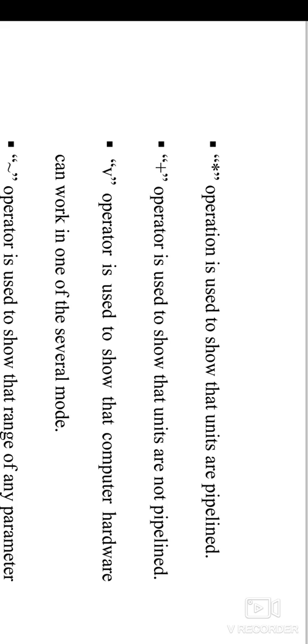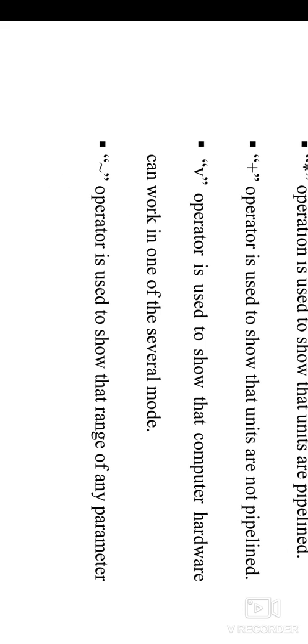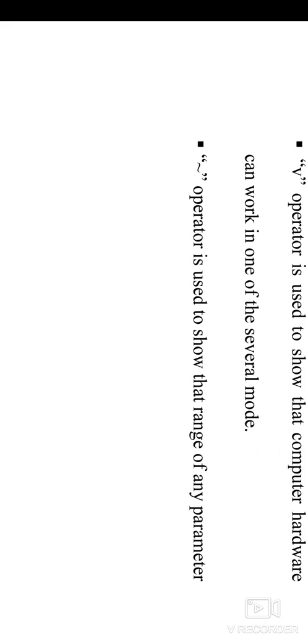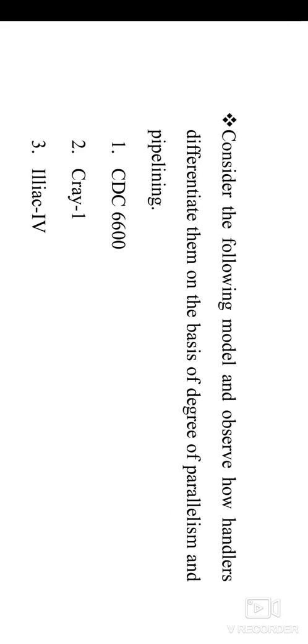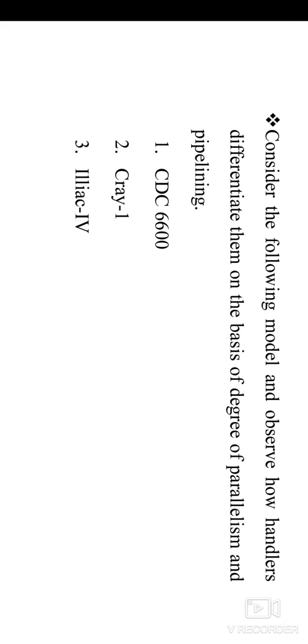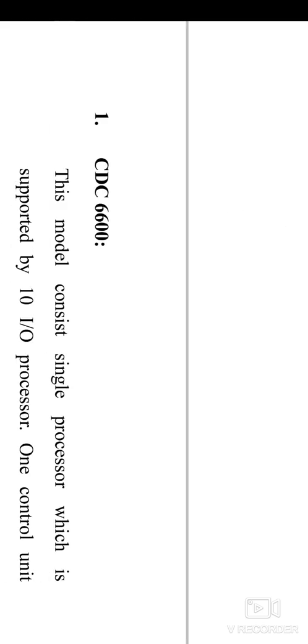Plus is the operator used to show that the units are not pipelined. V is the operator used to show that the computer hardware can work in one of several modes. And the tilde operator is used to show the range of any parameter. We will discuss this with an example. Here we have described the degree of parallelism and pipelining in 3 different computers, that is CDC 6600, Cray 1 and Illiac 4.